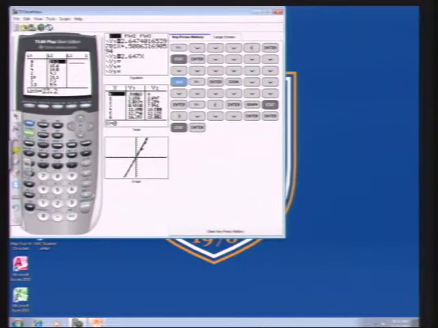I have to go back and see if this looks reasonable. Let me check my data and see where my problem is. Well, I tell you what, another thing I want to do, that should be 24.3 right there.